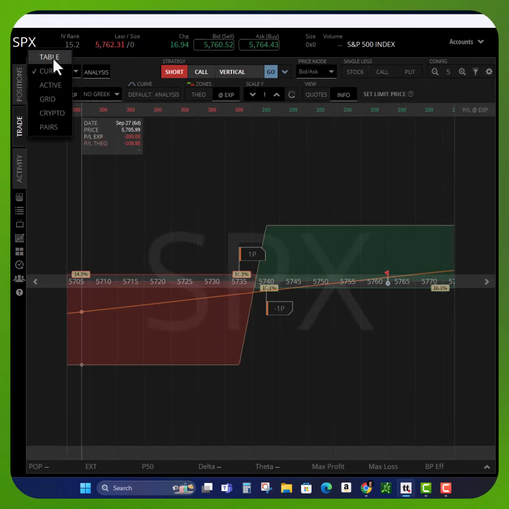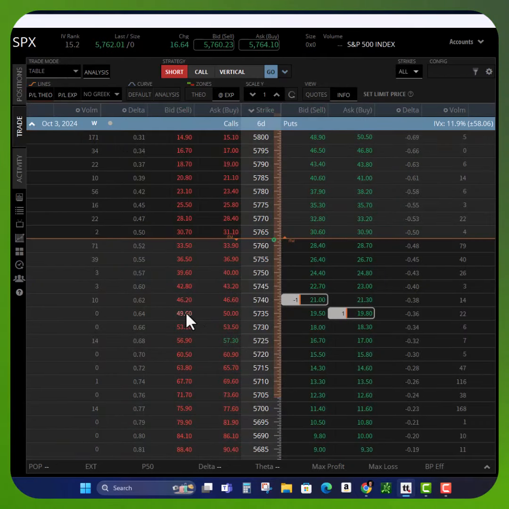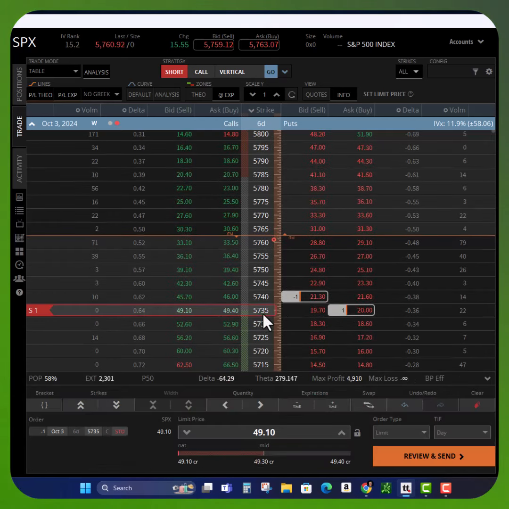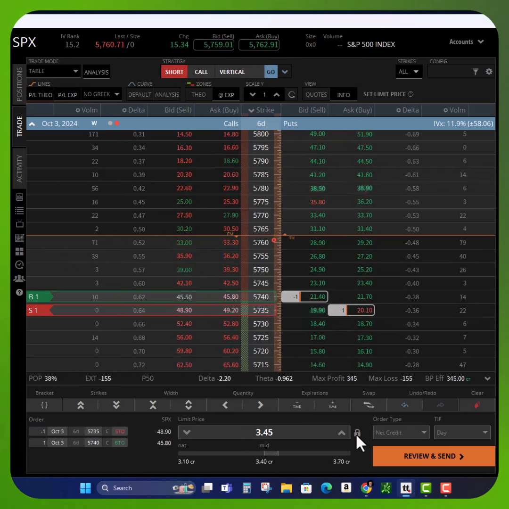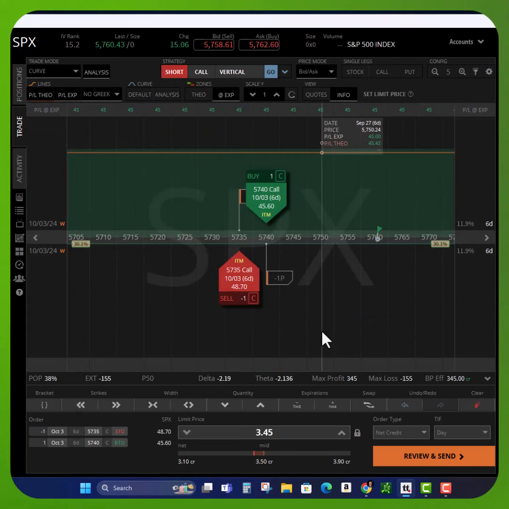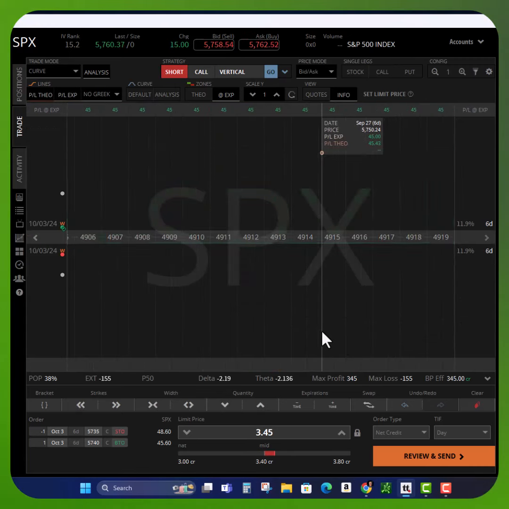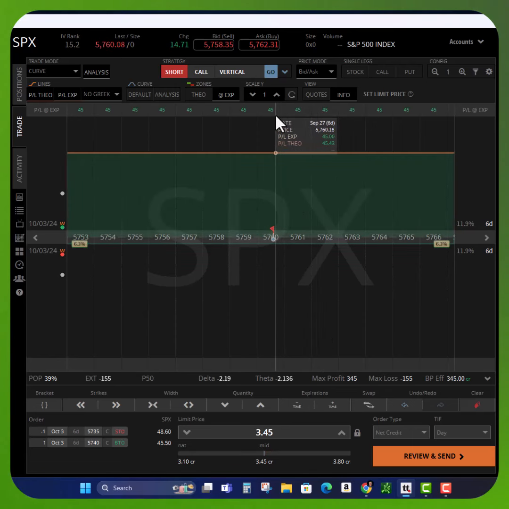If I go to the table, what I can do is sell the opposite of the current position. So in this case, I would sell the 57.35 call. I'm basically going to sell a call spread, and I can buy the 57.40. So I'm now going the opposite of the current position. Let's just say I'm going to lock this in, and I got a credit of $3.45. If I go back to the curve, we can now see that I've locked in that gain, and no matter where SPX lands at expiration, I'm going to make that $45.